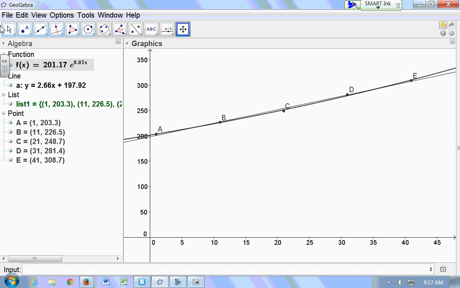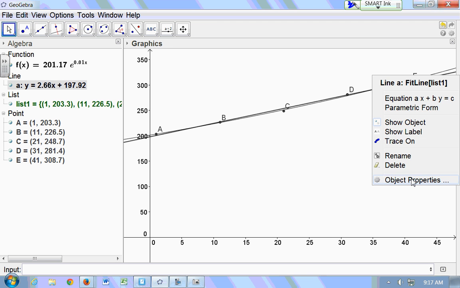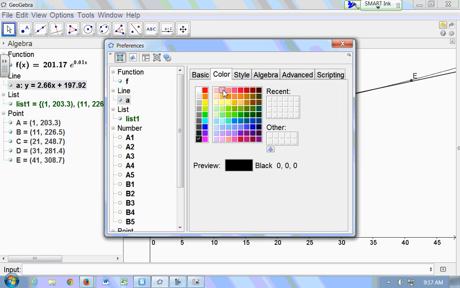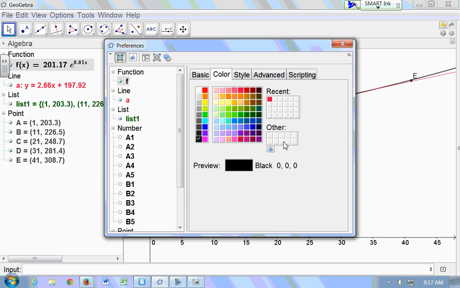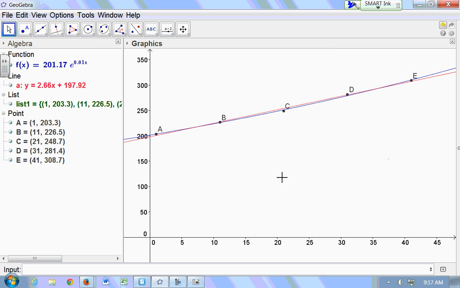It's hard to tell the difference between those two. Let's make one of them a different color. We'll make them both a fun color. All right, so the line is in blue and the curve is in pink. Oh, sorry, yes, you're right. The line is pink and the curve is blue. Okay. Is one of them a better fit than the other?